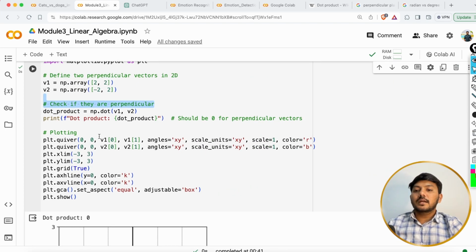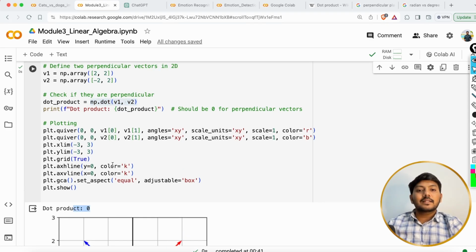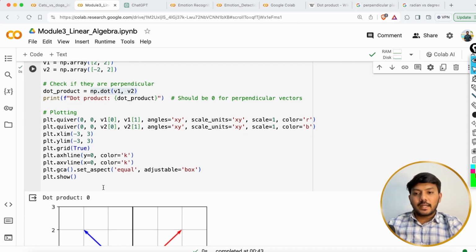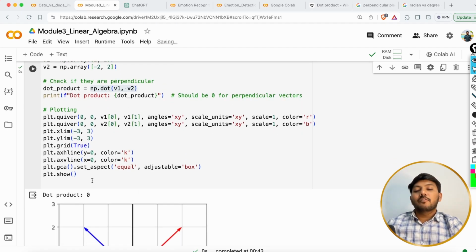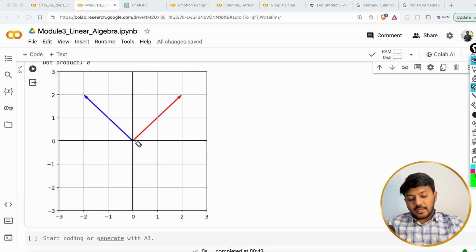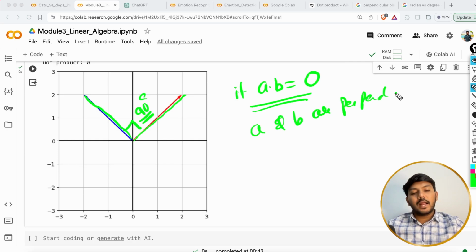So what I'm doing here is calculating the dot product, and if the dot product value is 0, then they should be perpendicular vectors. I am also plotting them using a plotting library called matplotlib. We will learn about matplotlib in the next videos, so for now let's forget about that. If you see, this is my first line and this is my second line, and both of them have a 90 degree separation. If a dot b is equal to 0, then a and b are perpendicular, no matter whether it is 2D, 3D or n dimensions.